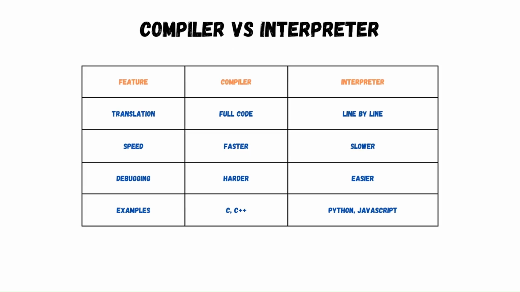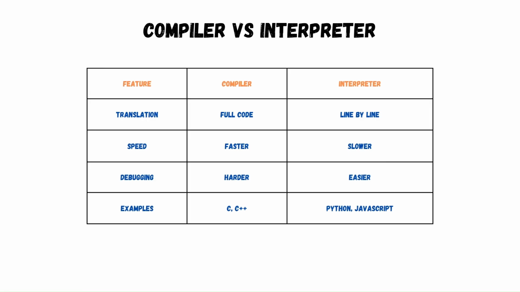Coming to the comparison between the interpreter and the compiler. For translation, the compiler takes the full code at once, and the interpreter takes it line by line. Execution is faster in the compiler compared to the interpreter. Debugging is easier in the interpreter, whereas it's harder in the compiler. Examples of compilers are C and C++, and interpreters are Python and JavaScript. If speed is important, use a compiler. If debugging is important, use an interpreter.